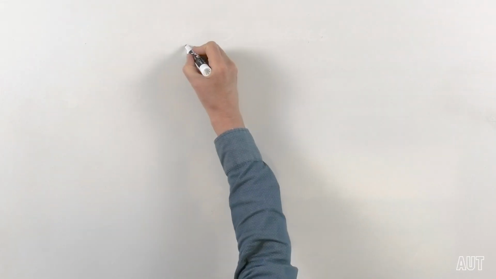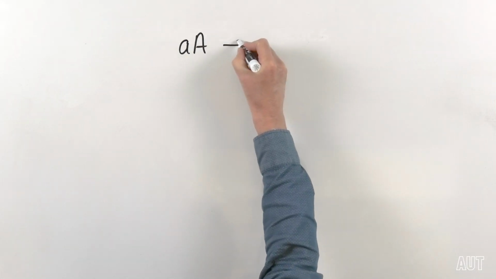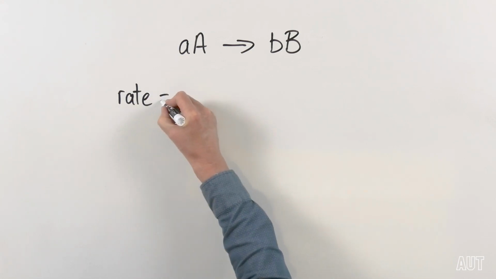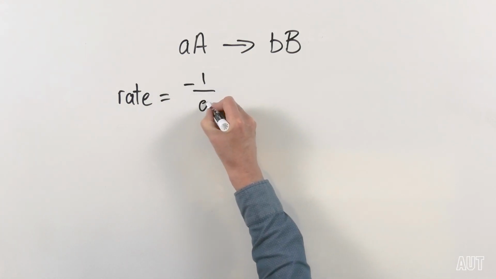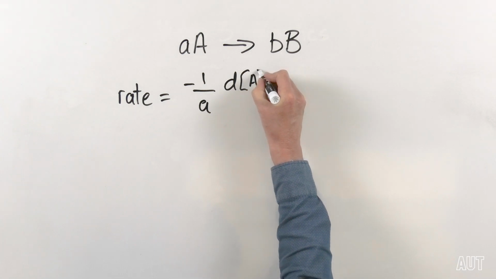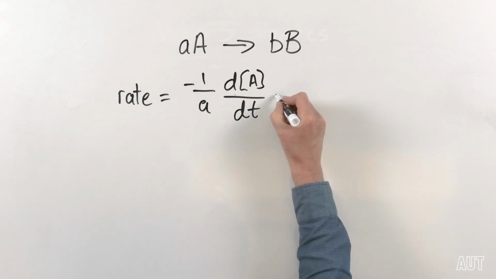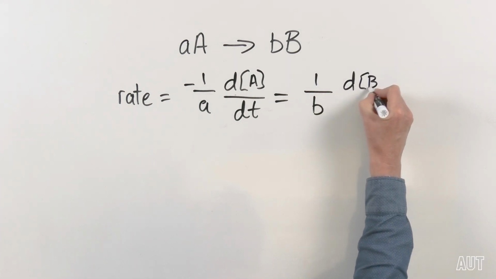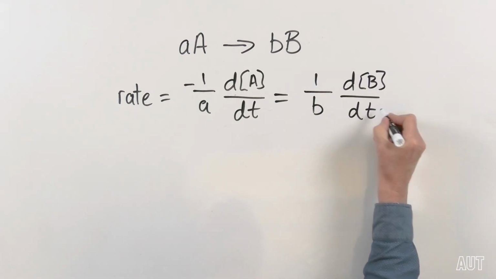Last time we talked about how we define the rate of a reaction, and if you recall, we defined the rate of this reaction as being A going to B. We said that the rate of that reaction is negative 1 upon little a dA by dt, which is equal to 1 upon big B dB by dt.